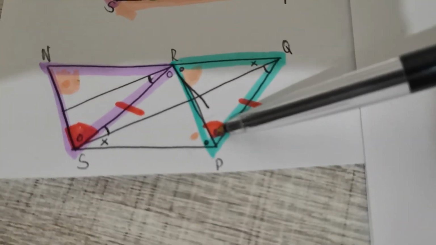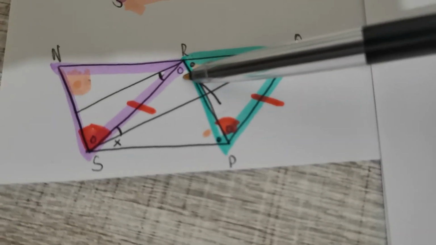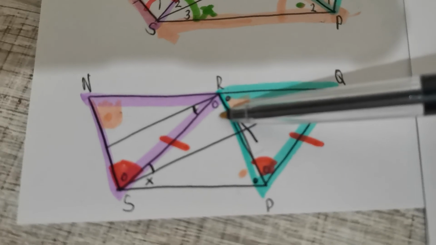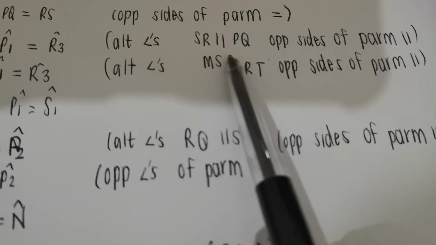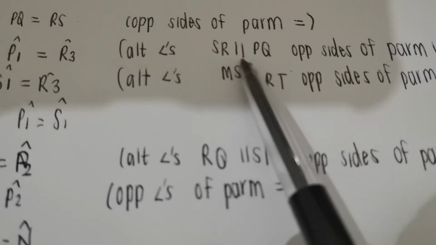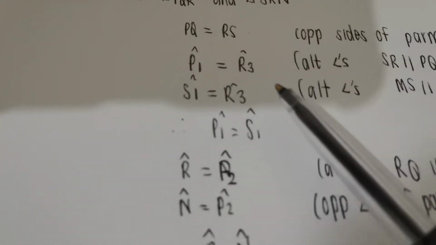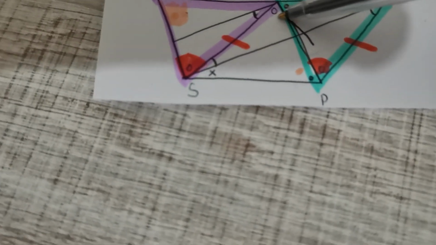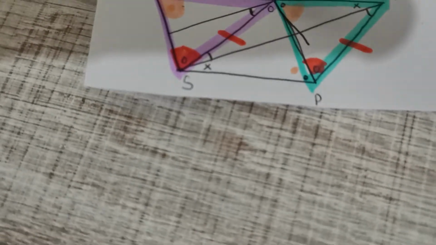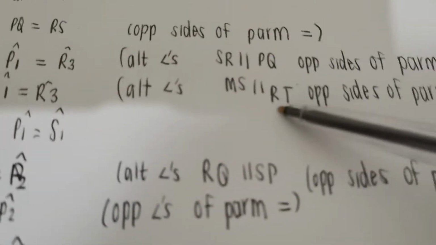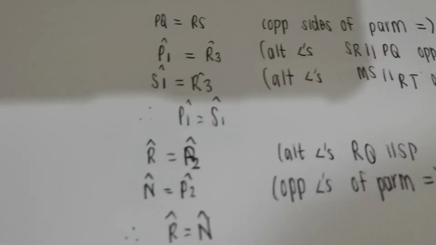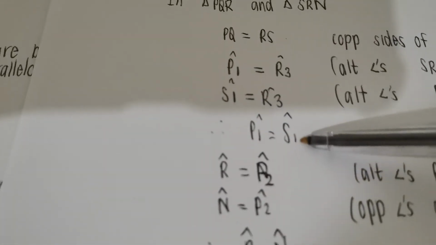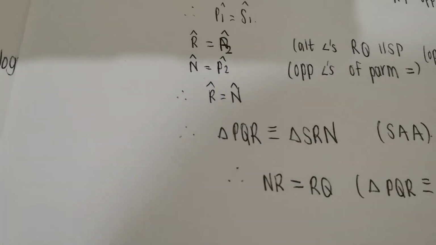Then I said P1, which is this one over here, equals R3, I think it was. Yes, this was R3, and this was because of the Z. So alternate angles, and then I wrote down which lines are parallel and how I know that they're parallel. I did the exact same thing for S1 equal R3. This was S1, this equals R3, and it was because of that Z. And I wrote down which lines are parallel and how I know that they're parallel. Then I drew my conclusion because these two are exactly the same angle, therefore this one and this one are equal.